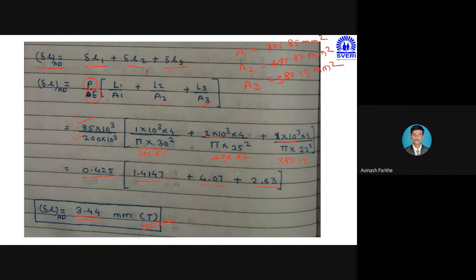Okay. So again in this particular problem, P and E are the constant parameters we have taken outside the bracket. In the bracket remains L1 upon A1 plus L2 upon A2 plus L3 upon A3, and we have kept all the values and calculated the total deformation, which is equal to 3.44 mm in bracket tensile, because whatever the 85 kilonewton force is applied, it is under tension. So due to that 85 kilonewton tensile force, the length of that particular bar, AD, goes on increasing, and that increase in length is represented by this capital T.